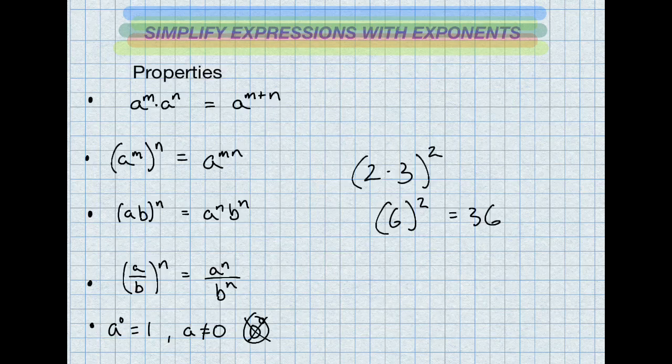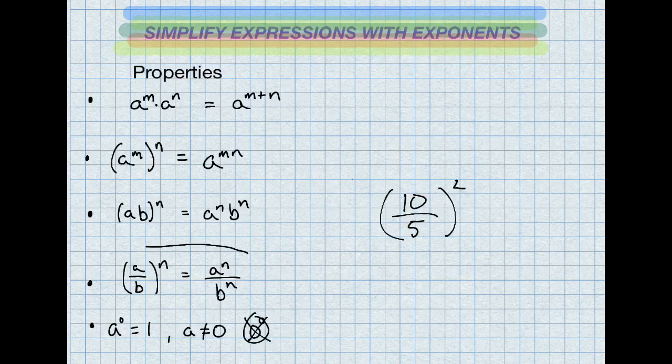Then if you use the rule, another way to say this is 2 squared times 3 squared. There it is, the rule here. We're just kind of distributing this power in there. So we know 2 squared is 4, 3 squared is 9, so 4 times 9, that also equals 36. Okay, so there it is, kind of the proof of the way this works here.